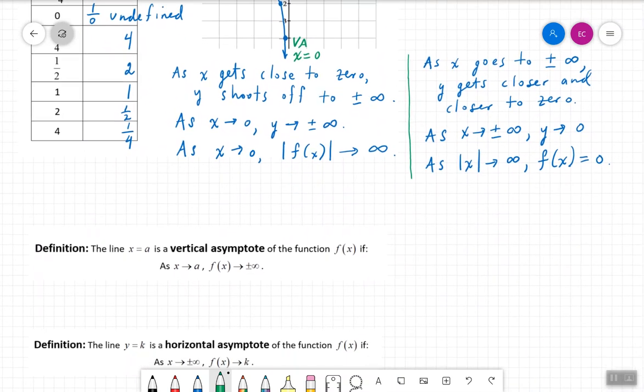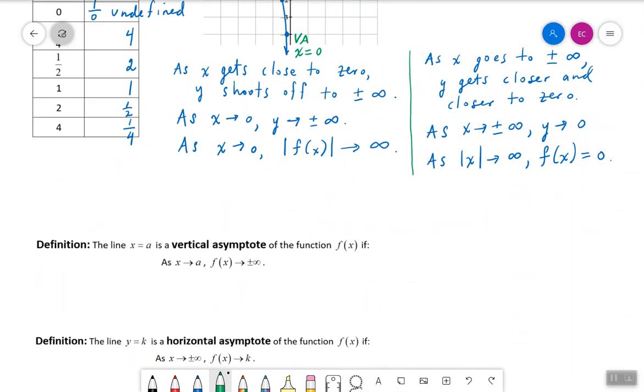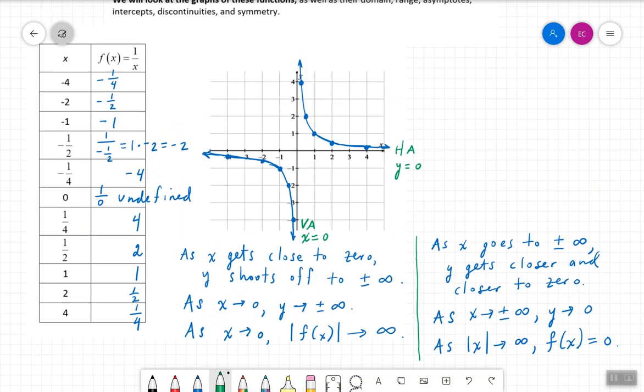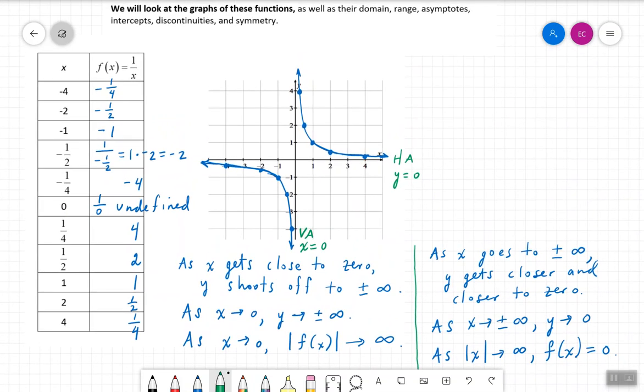And I believe I have that definition down here as well. Y equals k is a horizontal asymptote if you have this behavior. As x approaches positive or negative infinity, y approaches some fixed value. In this case, y is approaching 0. So the value of k is 0. And so the horizontal line, the horizontal asymptote, would be y equals 0. And that's what we have labeled here. Okay, so that's the most important thing that I wanted to say about this graph.